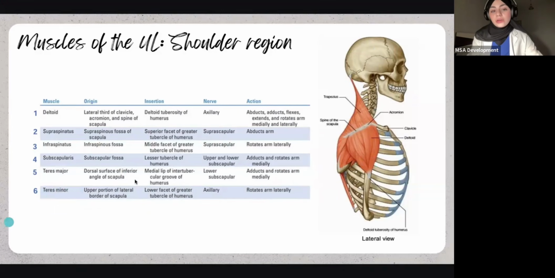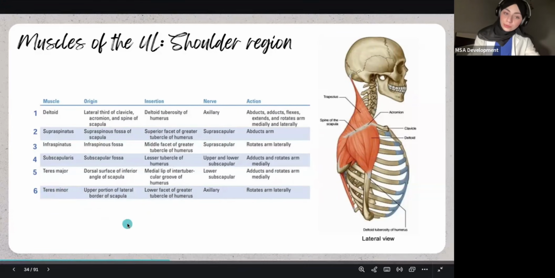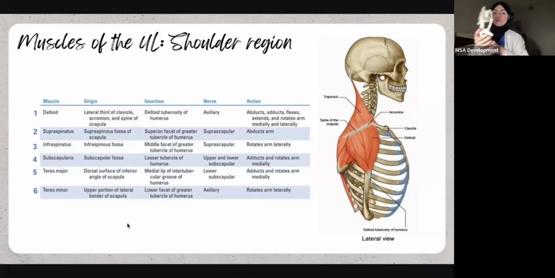Now for the teres minor, it's at the upper portion of the lateral border of the scapula. What a mouthful. Here's the lateral border. And at the upper portion right there of the lateral border of the scapula, it's going to go onto the lower facet of the greater tubercle. So again, the greater tubercle. This is the third muscle. So first of all, we said it's going to be the supraspinatus, infraspinatus, and then teres minor, right? Yep, just making sure I didn't say anything wrong. So this is going to be all on the greater tubercle.